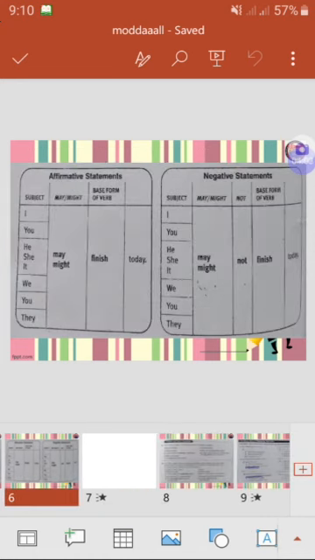Here, this is the affirmative statements and the negative statements. As for the affirmative statement, you are going to write the subject, then may or might, then the base form of the verb. So it's going to be, I may finish today. If you want to have the negative form of it, you are going to write the subject, may or might, then you are going to add not after the modal verb, then the base form of the verb. So you will say, I may not finish today.